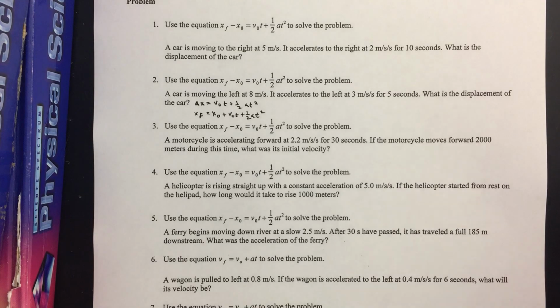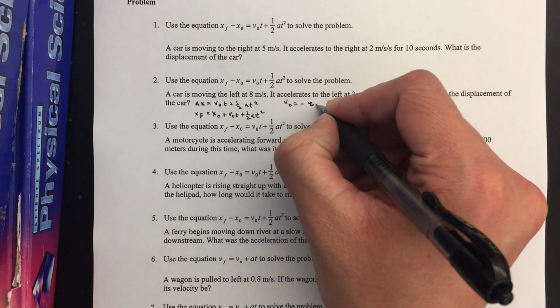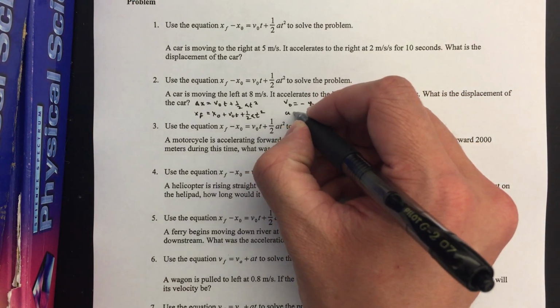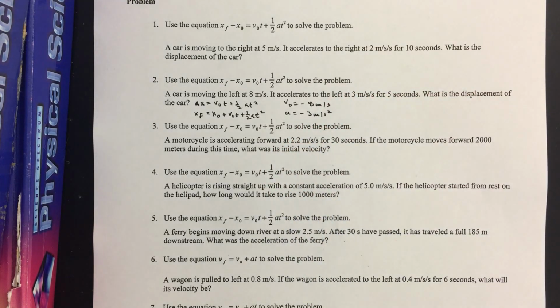So if the car is moving to the left at 8 meters per second, its initial velocity is negative 8 meters per second. Because it's to the left, we need to have that negative sign in there. It accelerates to the left at negative 3 meters per second squared, so again, acceleration is negative 3 meters per second squared. And what we know about this is that since the sign of the velocity and the sign of the acceleration are the same, then it is indeed speeding up.